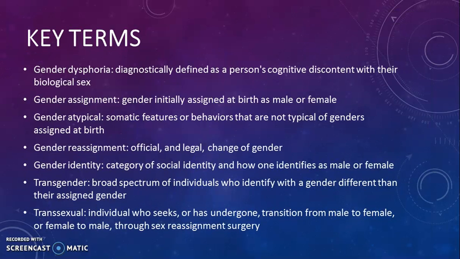So here are some key terms in relation to gender dysphoria. We will actually start off with gender dysphoria itself. Gender dysphoria is diagnostically defined as a person's cognitive discontent with their assigned gender. So someone who is biologically male, who has male genitalia, and also has gender dysphoria would not be happy living as a male. Some other important terms include gender assignment, gender atypical, gender reassignment, gender identity, transgender, and transsexual.